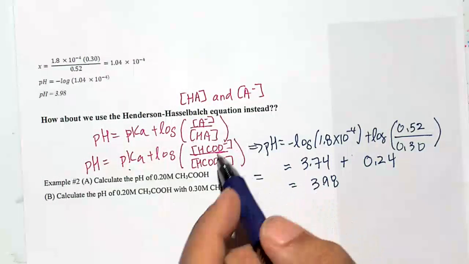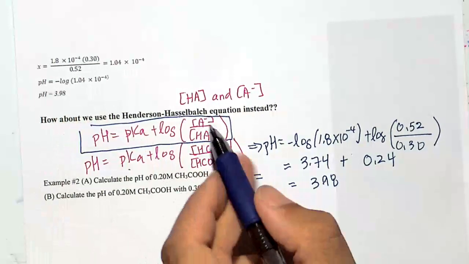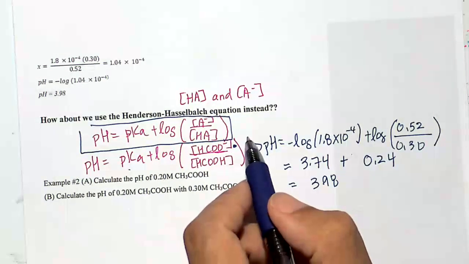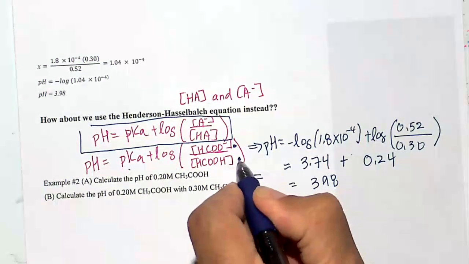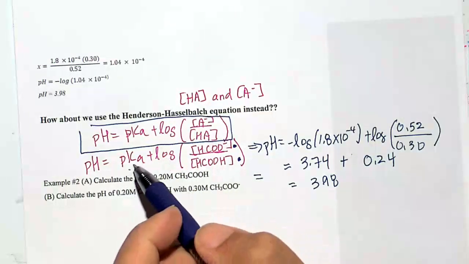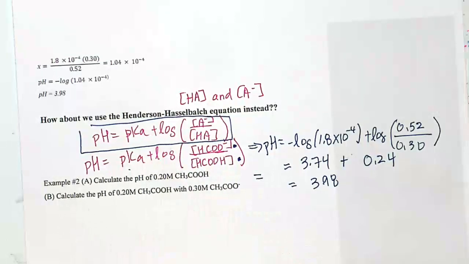All right, so when do we use this equation? We use this equation anytime we have the base, conjugate base, and we have the weak acid and its conjugate in the problem. If you have those two concentrations, you'll utilize this equation. Also, the combination of these two is called a buffer.